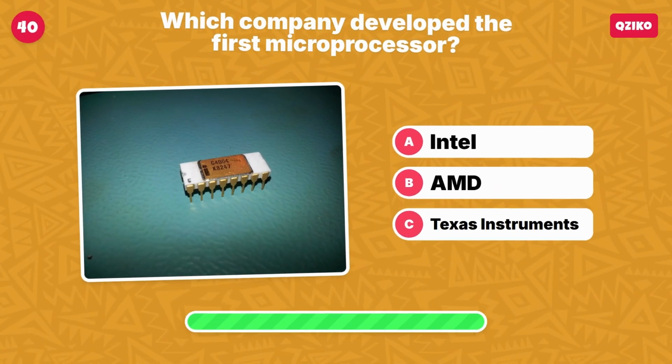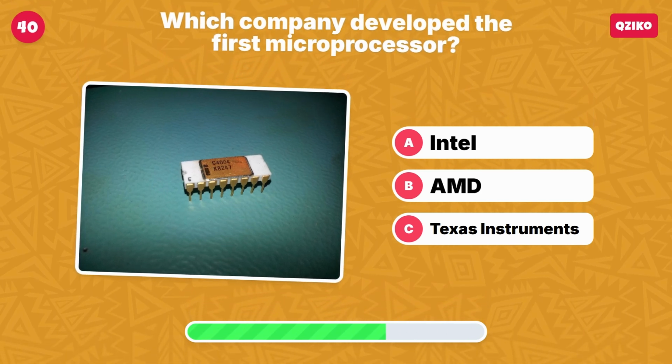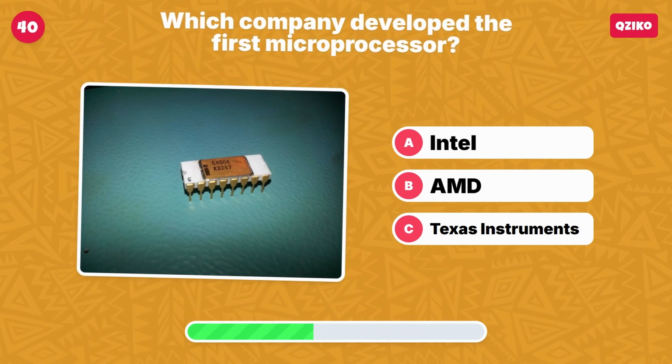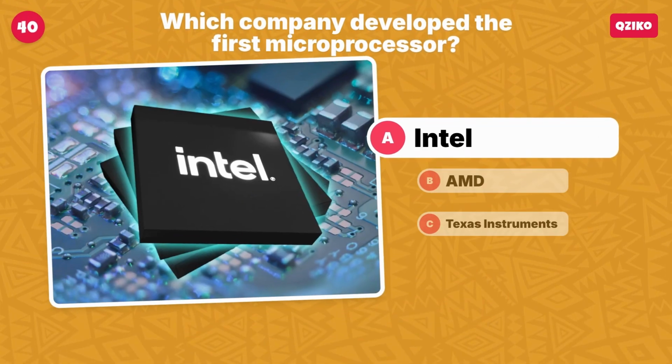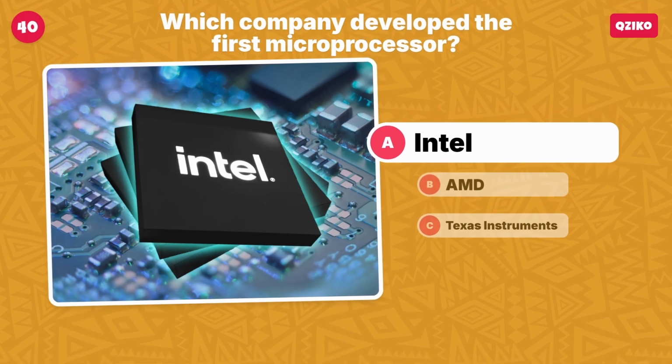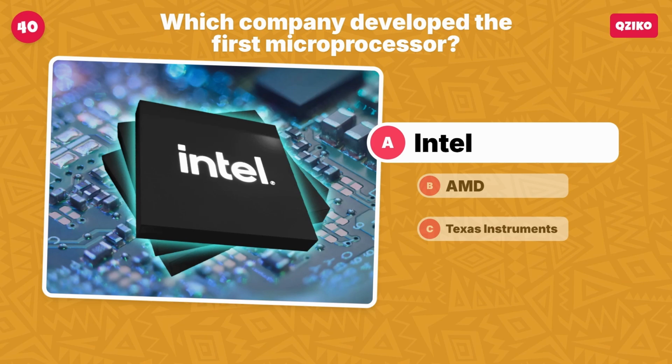Which company developed the first microprocessor? Intel, AMD, or Texas Instruments? Intel's 4004, released in 1971, was the first microprocessor.